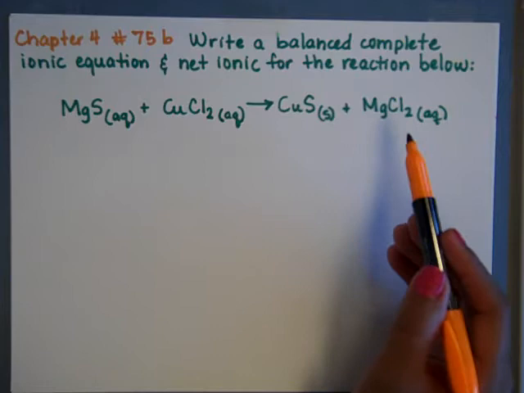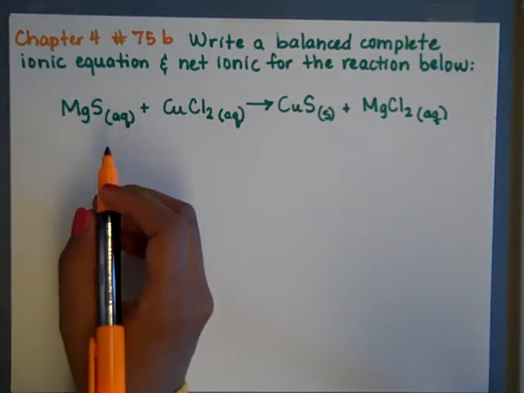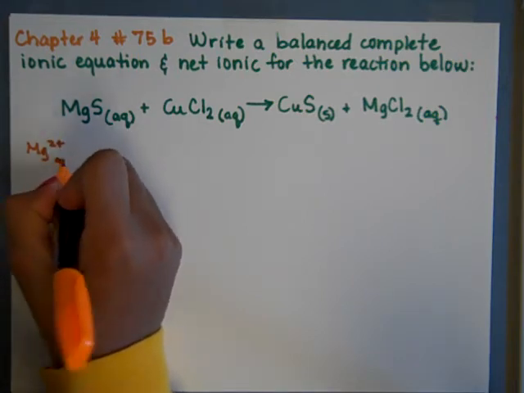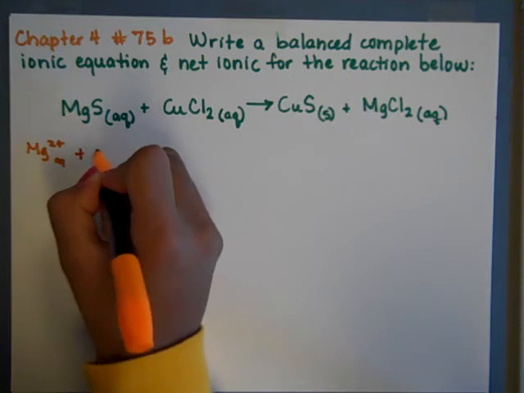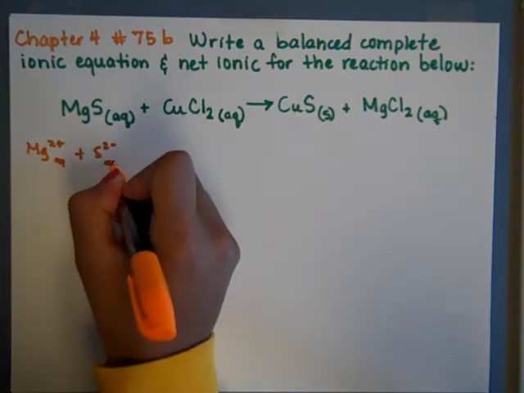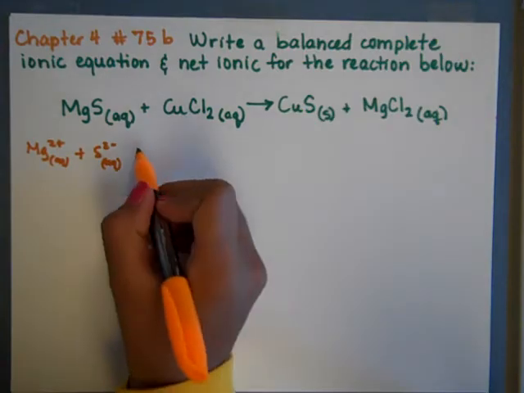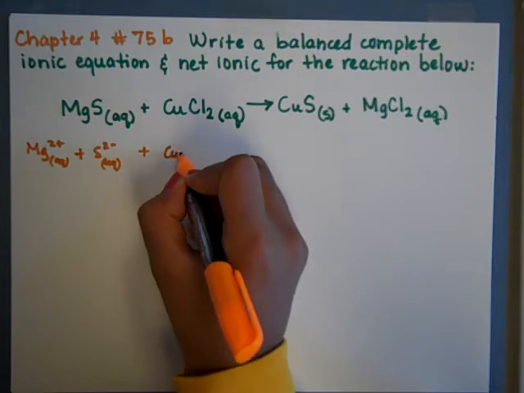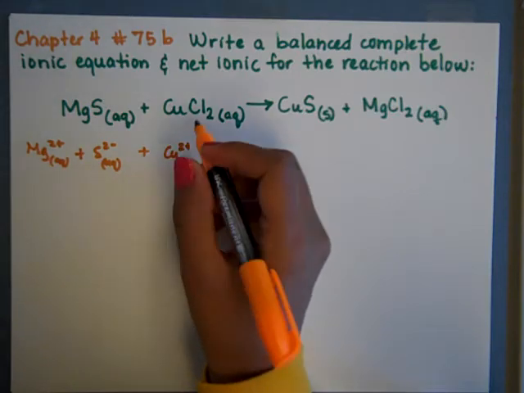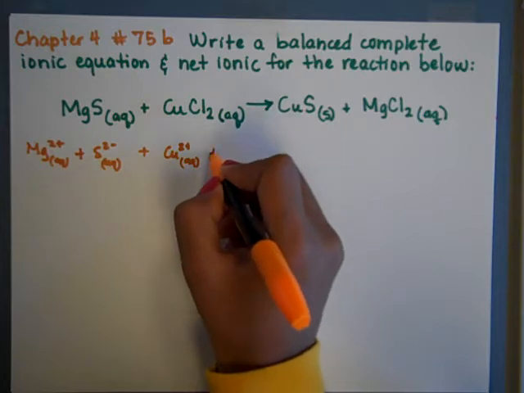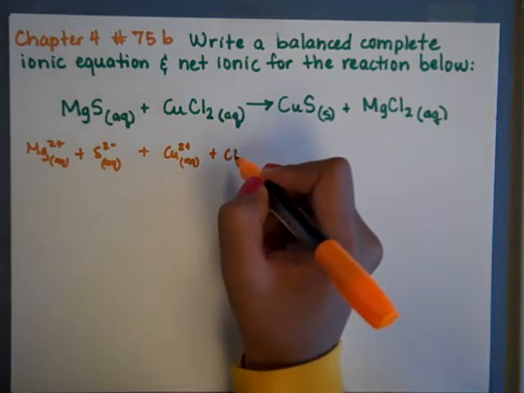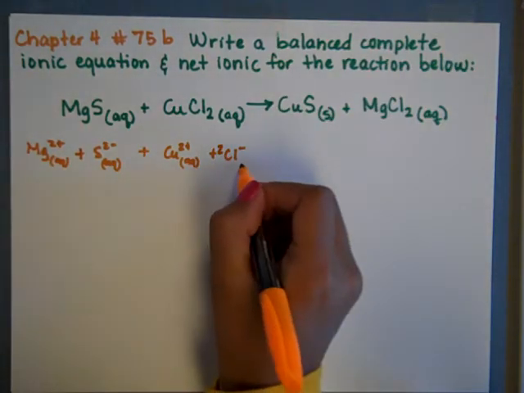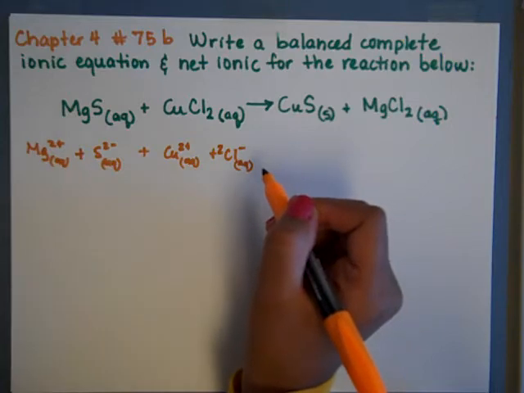So let's start with magnesium sulfide. Magnesium sulfide will break up into Mg2+ aqueous and S2- aqueous. And copper chloride will break into Cu2+ aqueous, and chlorine will break into 2 Cl-, and we have it also aqueous.